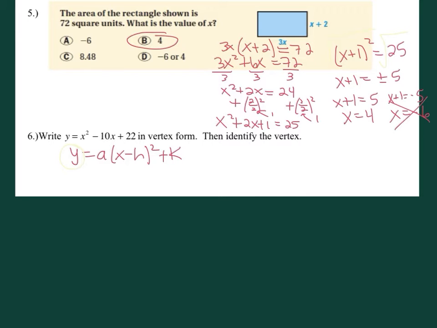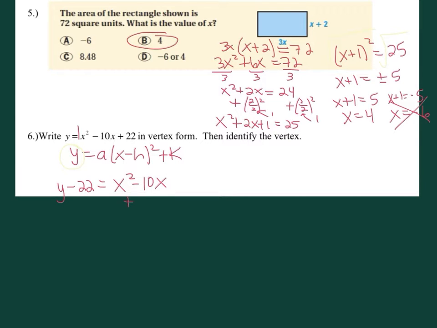So, first thing we do is divide by a, but the a value is 1, so all of your terms would stay the same even when we divided by 1. The next step is to move the constant to the other side. So I'm going to subtract 22 from both sides. So I'll have y minus 22 equals x squared minus 10x.